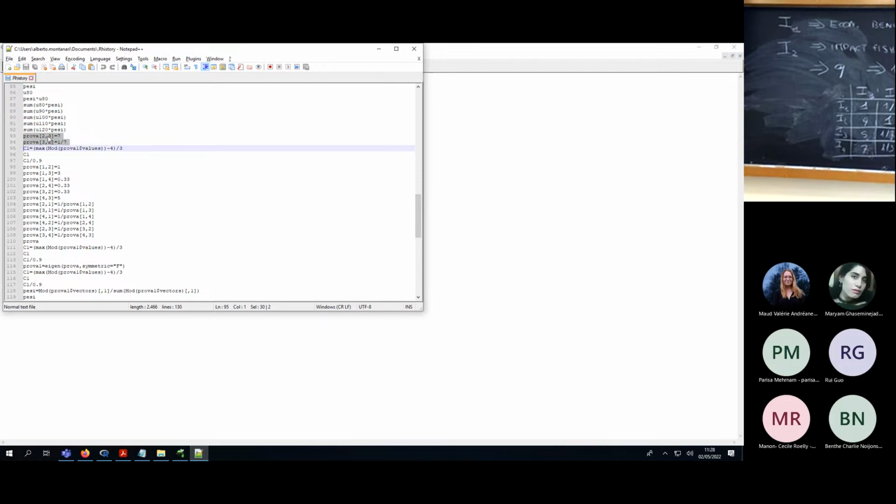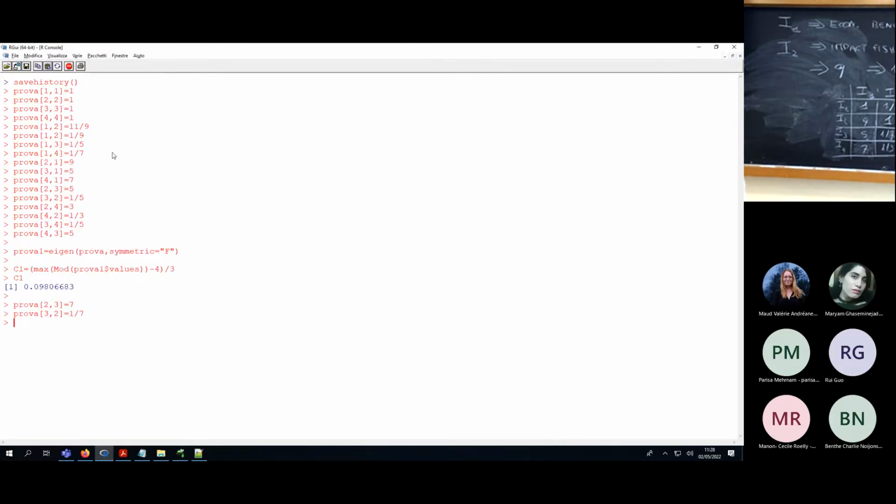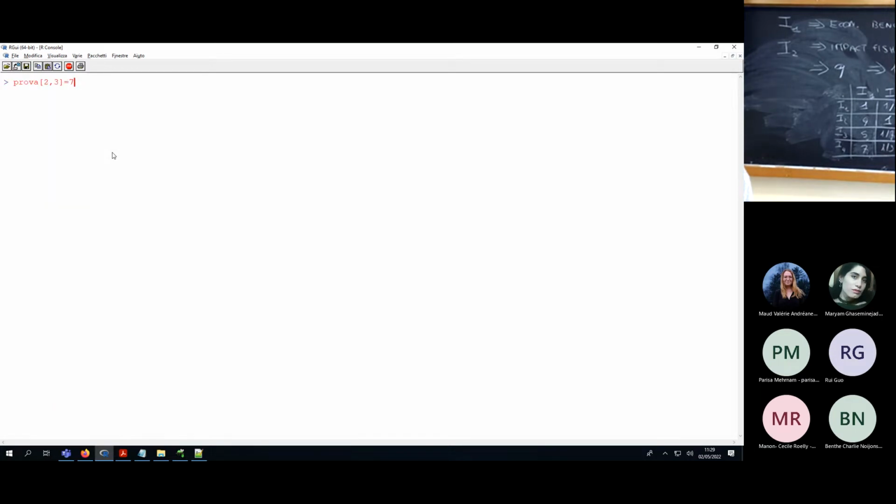Okay, I copy these 2 lines and put them in R. Now the matrix is changed. If we look at prova, you see that I changed it indeed. Now let's compute again the eigenvalues and eigenvectors.